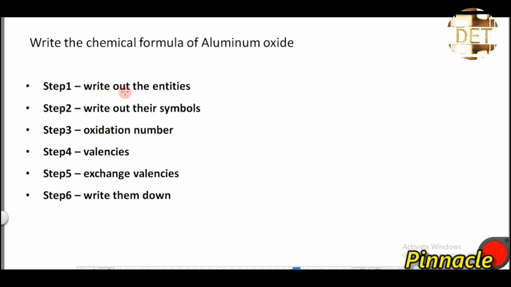So the first thing that you want to do is to write out the entities. So what comes to your mind is aluminium and oxygen. These are the two main entities in this compound, aluminium oxide. It contains aluminium and oxygen. So what is the symbol of aluminium? The symbol of aluminium is Al, and the symbol for oxygen is what? O.